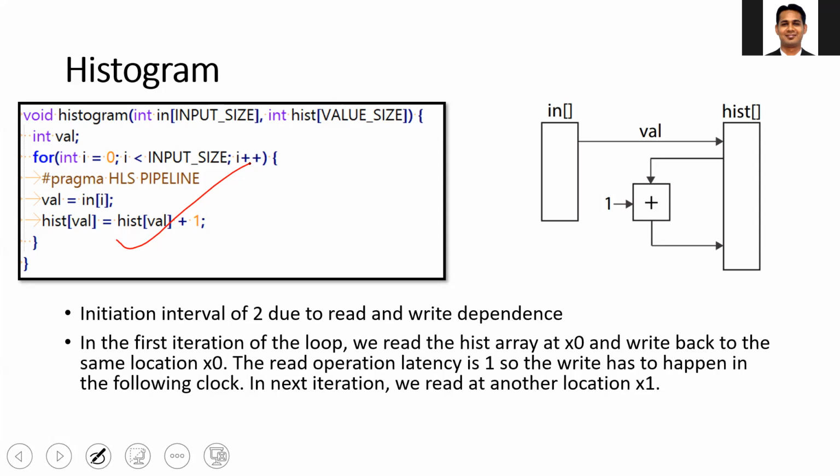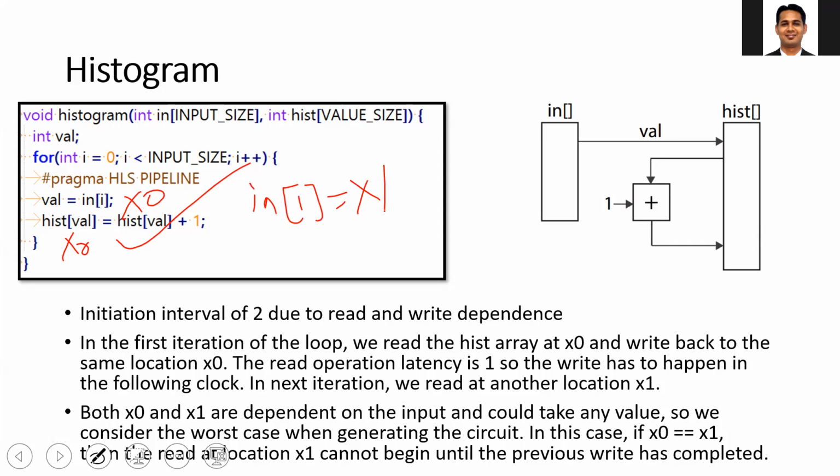For example, in the first iteration of the loop, say you are reading from the location x0 of the array, and this value is say x. Then you are writing to the same location, which is x0. So you are doing the read as well as the write into the same location. We know that the latency for one read is 1 clock cycle, so you have to complete the write operation in the subsequent clock cycle. This means you need a 2 clock cycle latency. Now assume that in the next iteration the input is, say, x1.